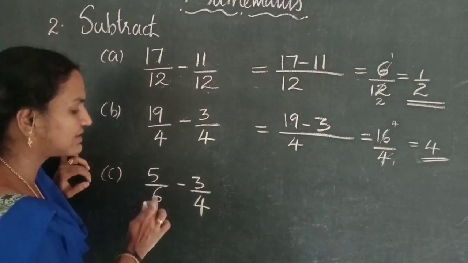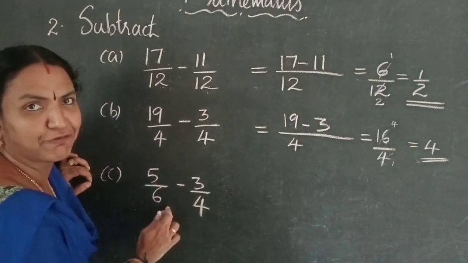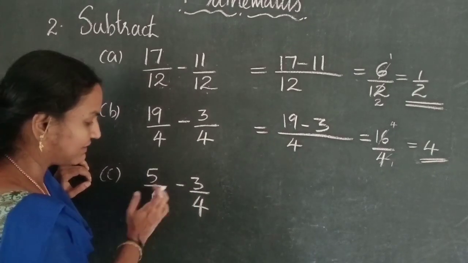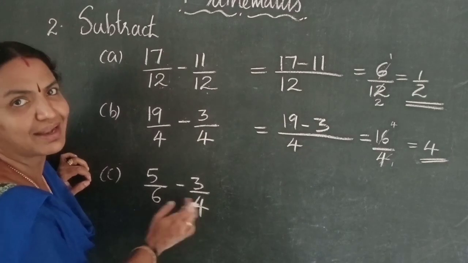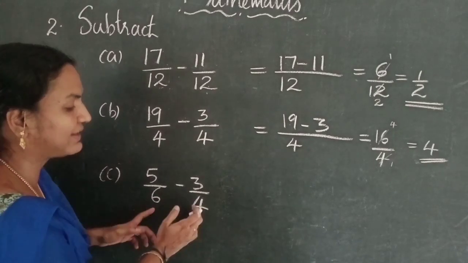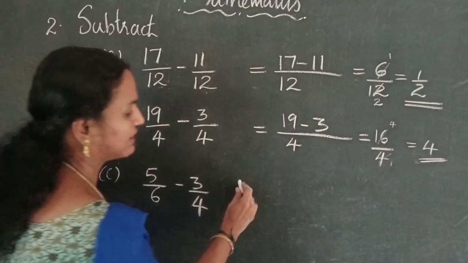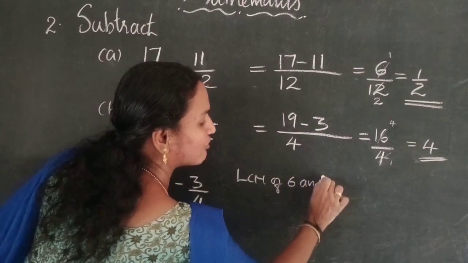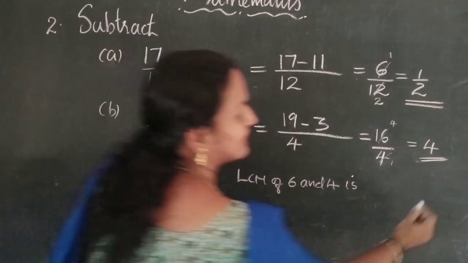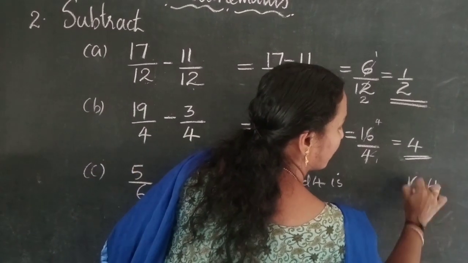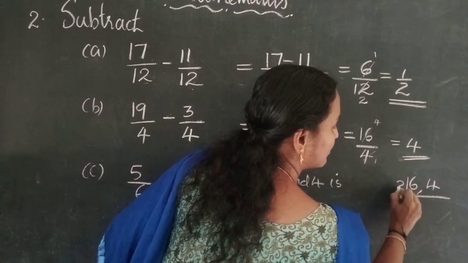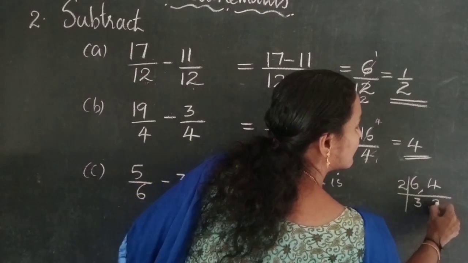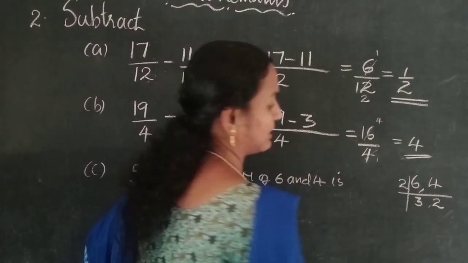Then option C, 5 by 6 minus 3 by 4. Here the denominators are 6 and 4. So they are different. So unlike fractions. For unlike fractions, we change the denominators into like fractions. So first we have to find the LCM of 6 and 4. LCM of 6, 4. We start with 2. 2 3s are 6 and 2 2s are 4.